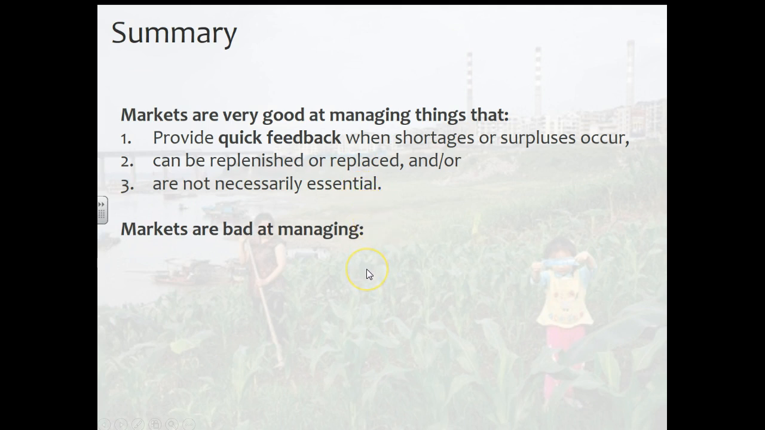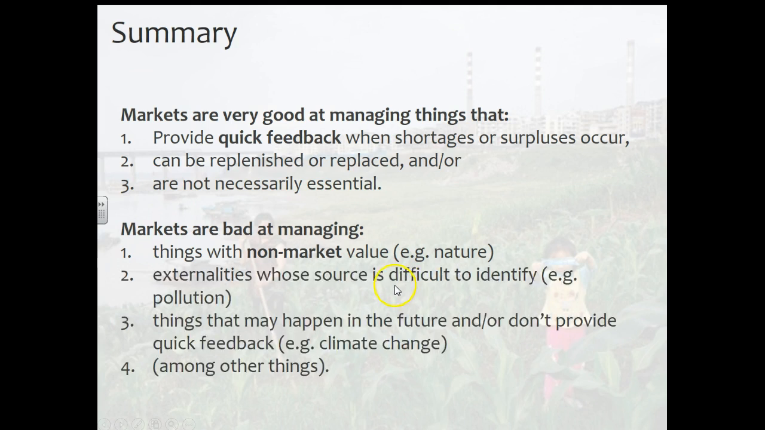But the point here is that markets are very good at managing certain things, but very, very bad at managing things with non-market value, like that map of nature. If the destruction of nature isn't reflected in market prices, it's very hard to manage. We'll talk about externalities in a little bit, but basically when the source of something is difficult to identify, it's very hard for the market to manage that.